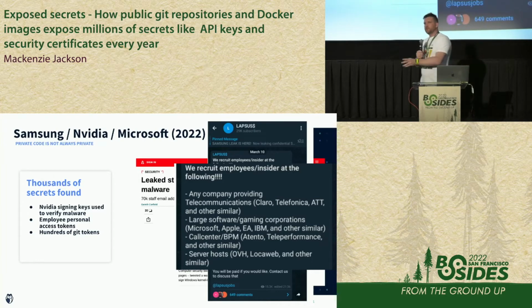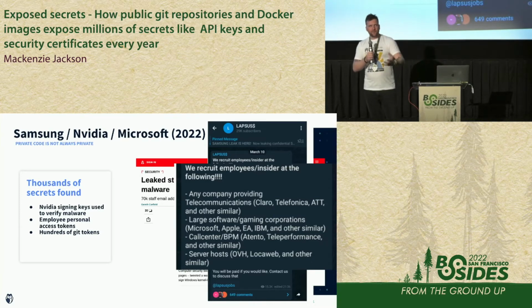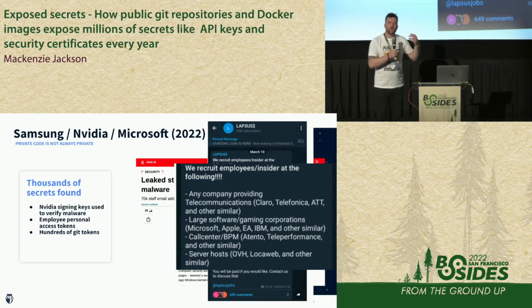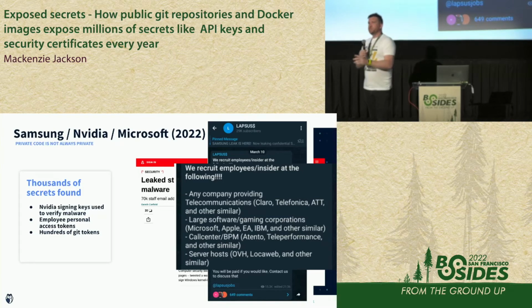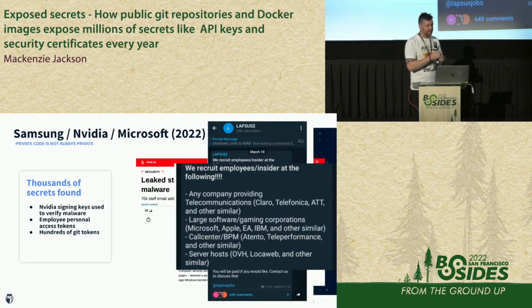So private source code isn't always private. So we need to have this posture when it comes to source code that, yes, we need to protect our open source stuff. Yes, we need to make sure we're not leaking stuff publicly, but it's not good enough. We also need to make sure that our private source code is protected as well, and that we don't have sensitive information in there.